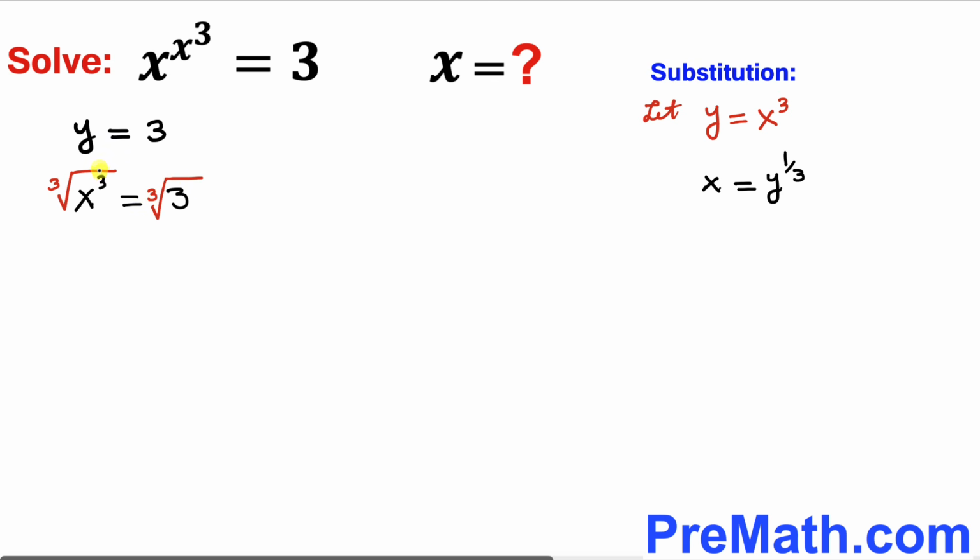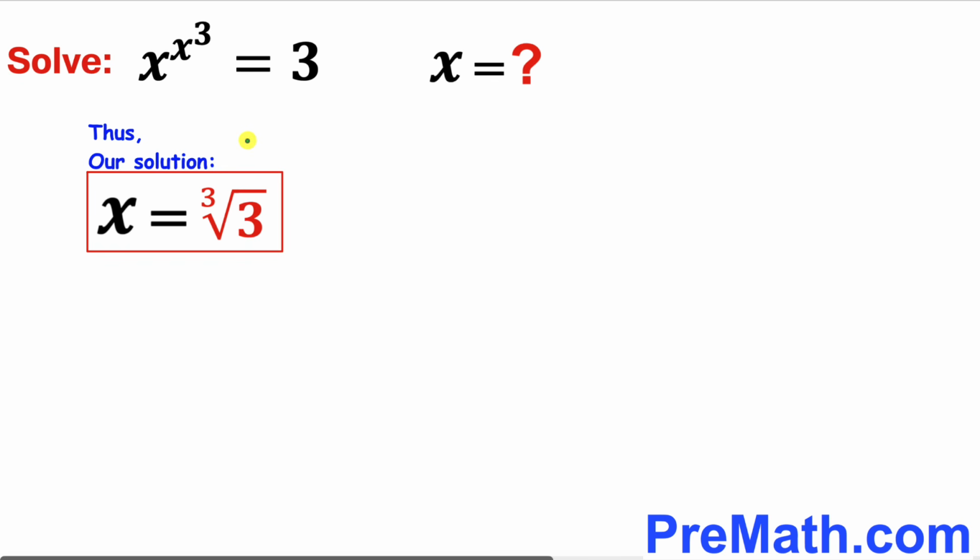Here we can see this cube root and this cube undo each other. So we end up with x equal to the cube root of simply 3, and that's our solution. Thus, after all the calculations and manipulations, our solution x value simply turns out to be the cube root of 3. And that's our final answer.